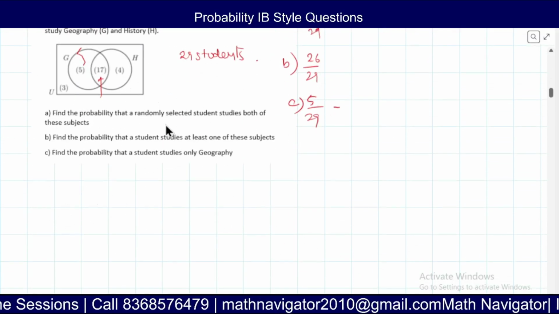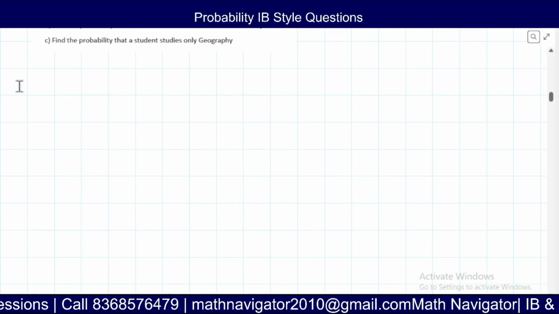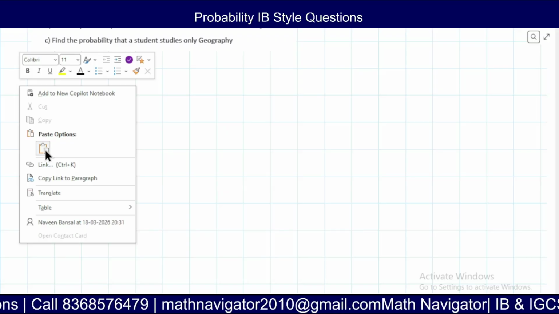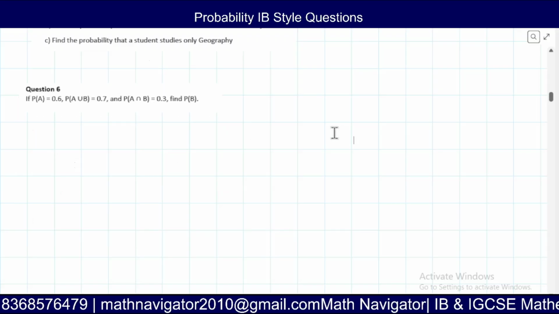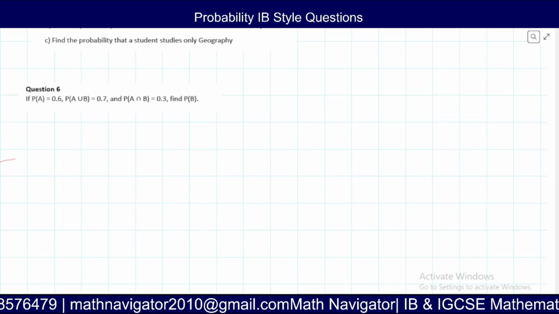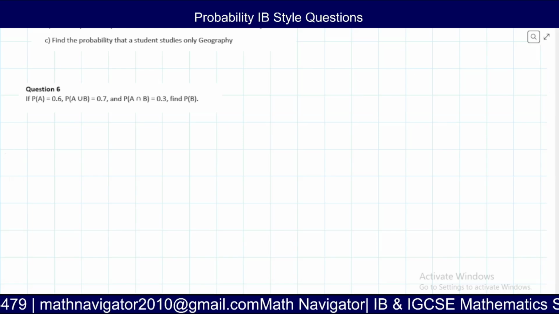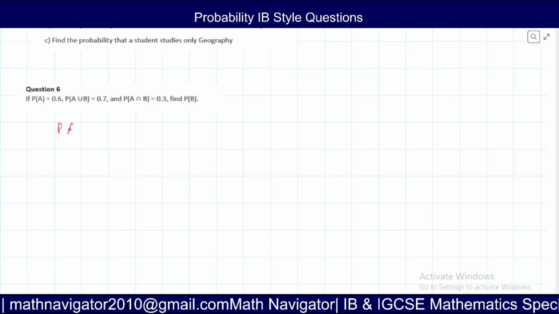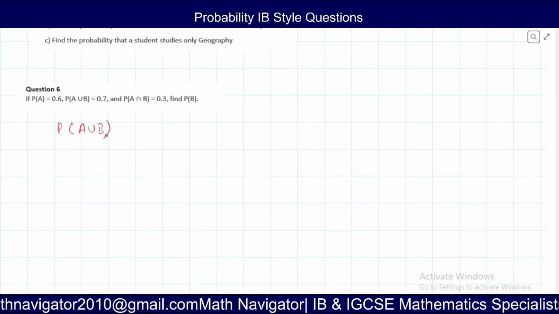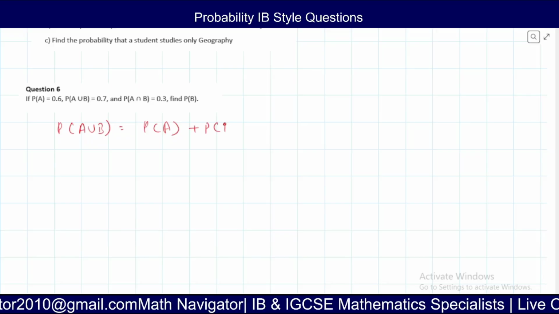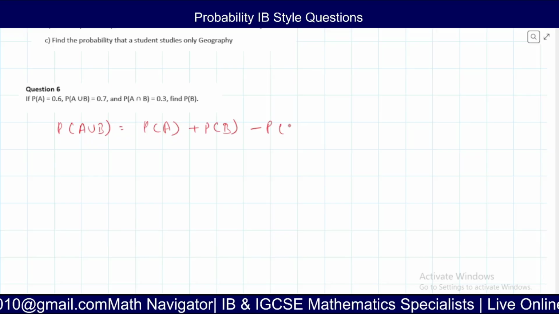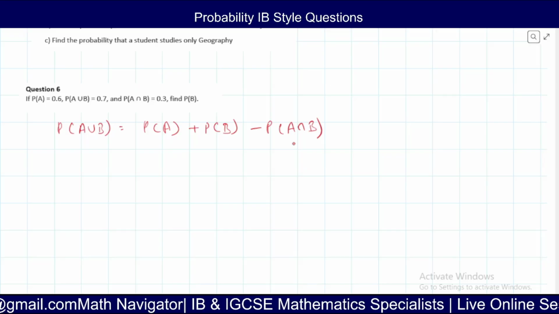This question is on the addition law of probability. What is the addition law of probability? We have already discussed it. Probability of A union B is equal to probability of A plus probability of B minus probability of A and B. Got it? Very good.